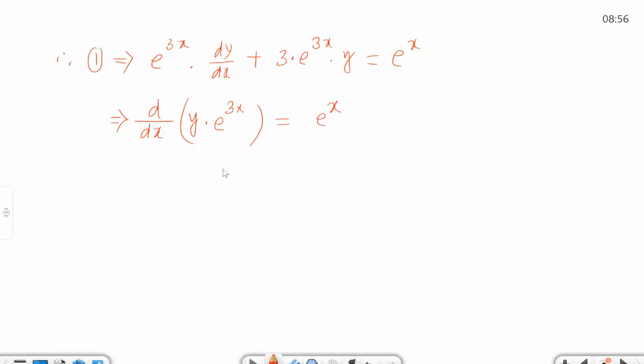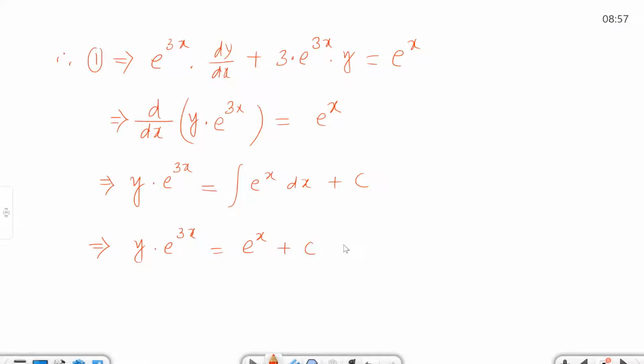Then this implies removing d/dx, the left hand side is y into e to the power 3x is equal to the right hand side, simply e to the power x, integration dx, plus constant of integration c. Integration of e to the power x is e to the power x itself, then plus c. So you may leave the answer here.